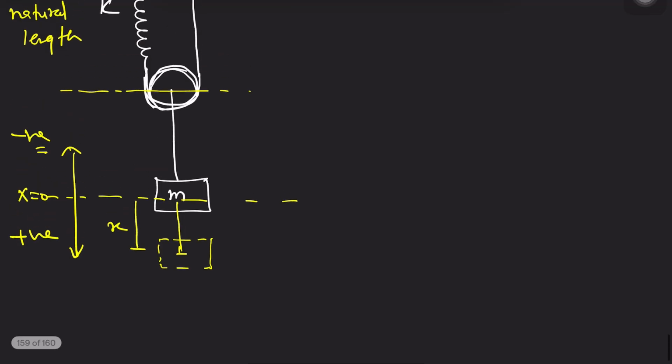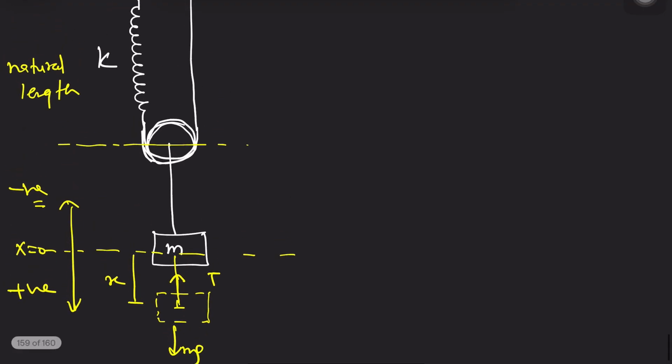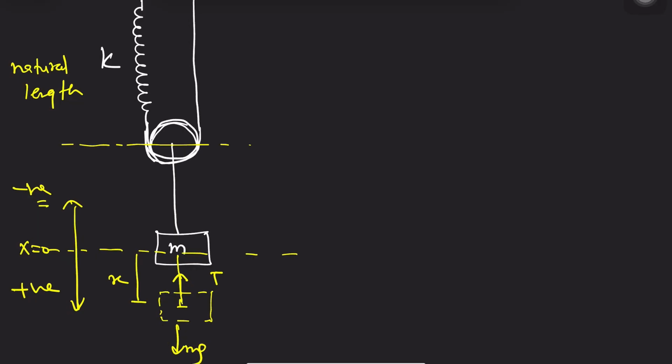Now here it is going to experience some tension in the upward direction and mg in the downward direction. We have to find out the tension, then only we can find out the restoring force. To find out the tension, we have to understand what elongation is going to happen in the spring. So I'll again show you the constraint relation between the pulley and the block, and through that we can find this. Suppose this is your pulley right now, and this is your block.